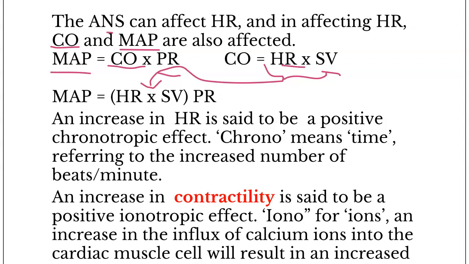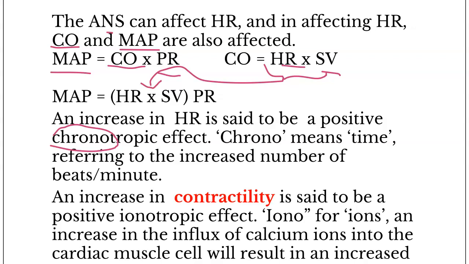An increase in heart rate is said to be a positive chronotropic effect. Chronos means time. It's referring to the fact that when you increase heart rate, you're increasing the number of beats per minute. So you're increasing how fast the heart is pumping. Increasing contractility is said to be a positive inotropic effect.